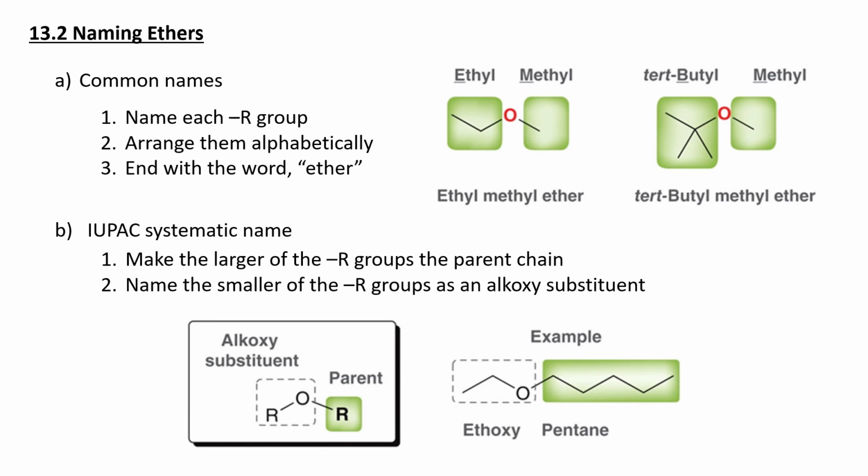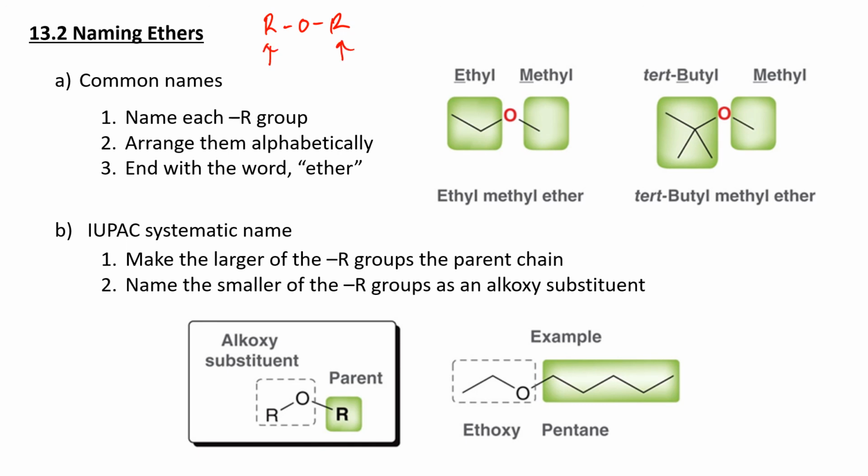We're moving along to naming ethers now in chapter 13. 13.2 deals with the functional group ether, if you remember, the ROR. Now there are two ways that we can name ethers correctly. We can use the common name, and we can use the IUPAC systematic name. I'm going to show you both, and if I ask for this on a quiz or a test, I would ask specifically for the common ether name or the systematic ether name, so that's something to be mindful of. For the common name, we have 3 steps. We want to name each R group.